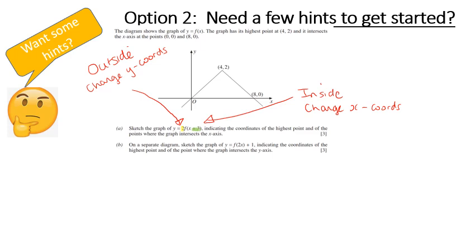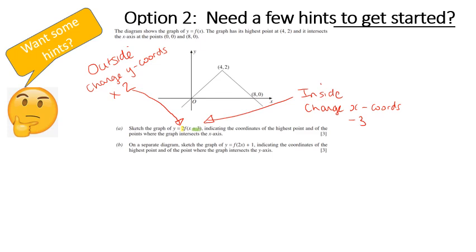When you change y coordinates, you do exactly what it says. So it says times 2, because that 2 in front means we're timesing by 2. So you would multiply all of the y coordinates by 2. When you change the x coordinates, you do the opposite to what it says. So if it says add 3, you would actually subtract 3.